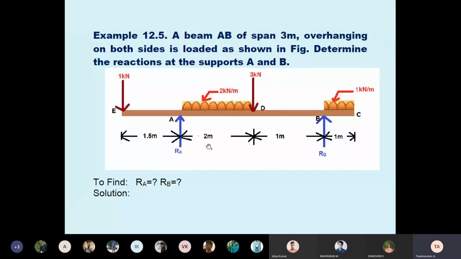Okay, then the load at E point, 1 kilonewton is acting. And A to D, UDL. Students, A to D, UDL, and B to C, UDL. I told you, any UDL is acting, you convert to a point load first. So what is our aim? Determine the reactions at supports A and B. So RA, RB equal to question mark. In this diagram, 1 kilonewton acting at the E point, that is a point load. 3 kilonewton acting at another point load. But A to D, UDL, B to C, UDL.